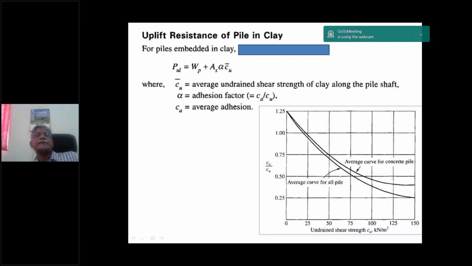So the uplift resistance of a pile in clay can be calculated from this simple formula: WP plus AS into alpha Cu in case of clay soil. WP is the self weight of the pile, AS is the shaft surface area, alpha is the adhesion factor, which can be taken based on the consistency from 0.3 to 1, and Cu is the undrained cohesion.